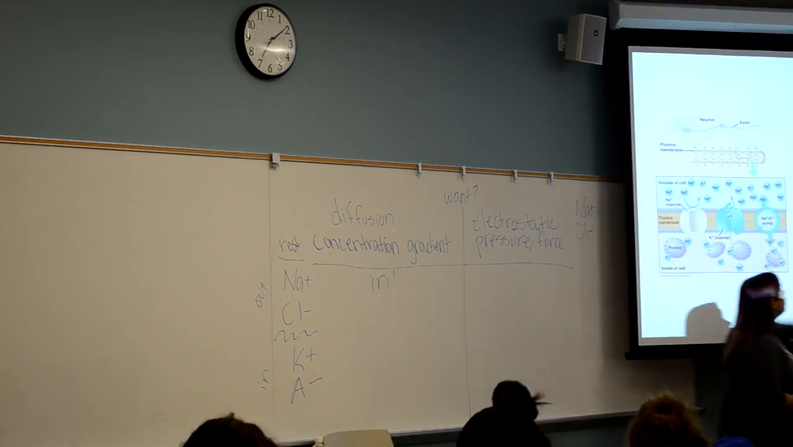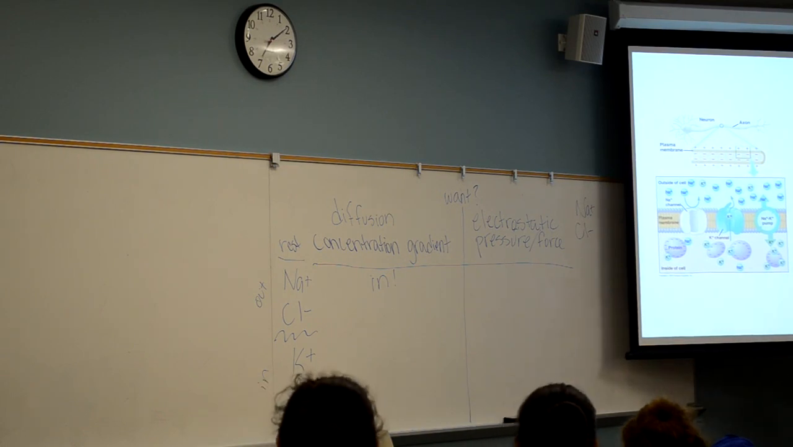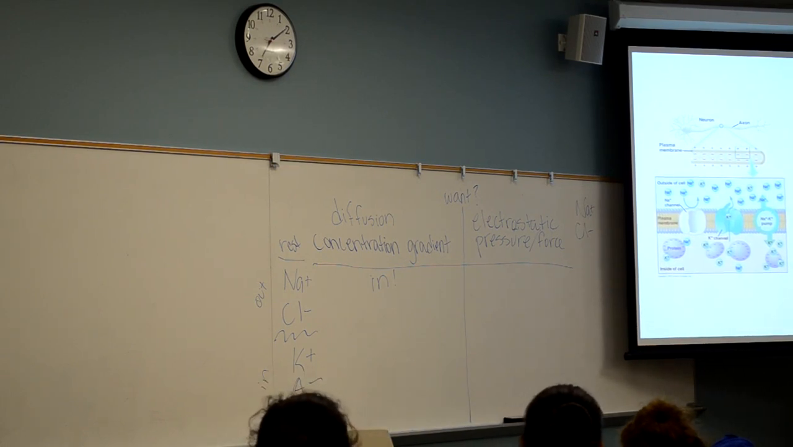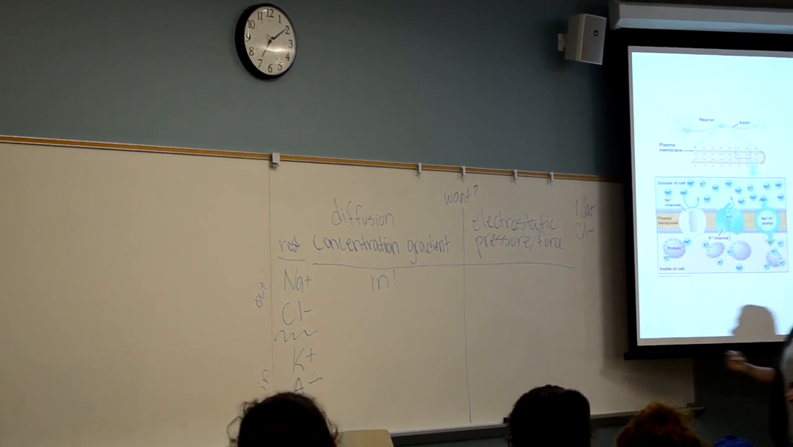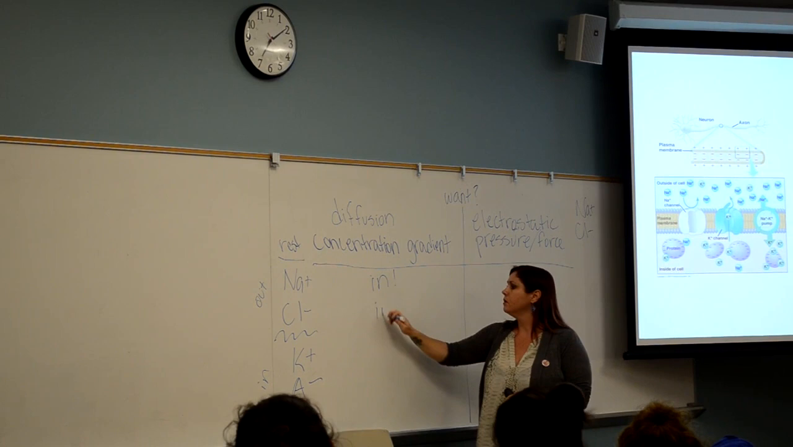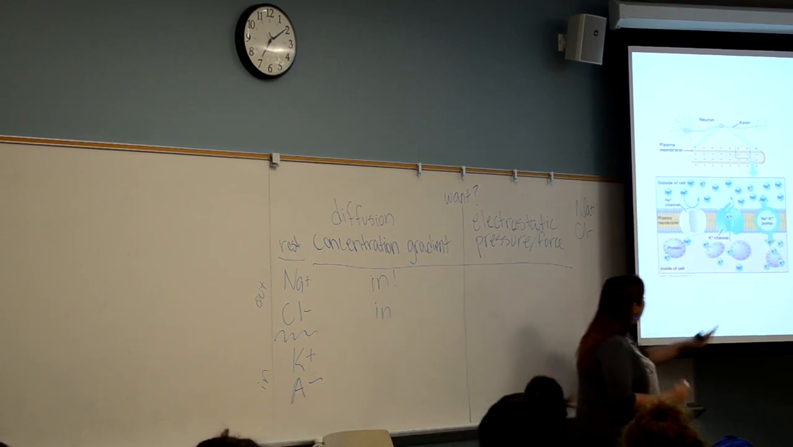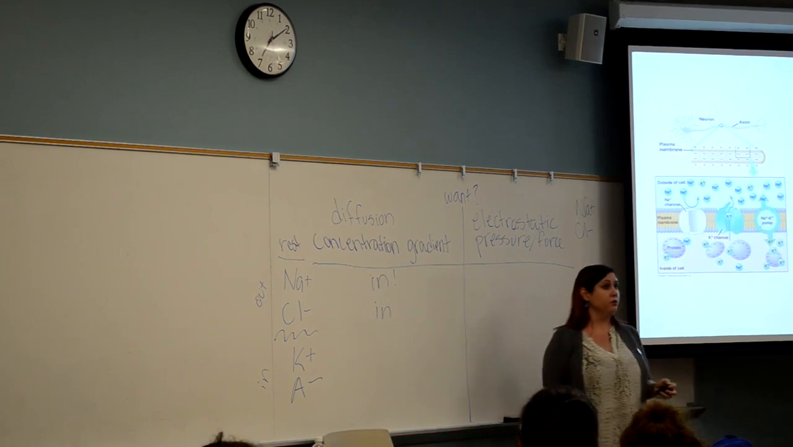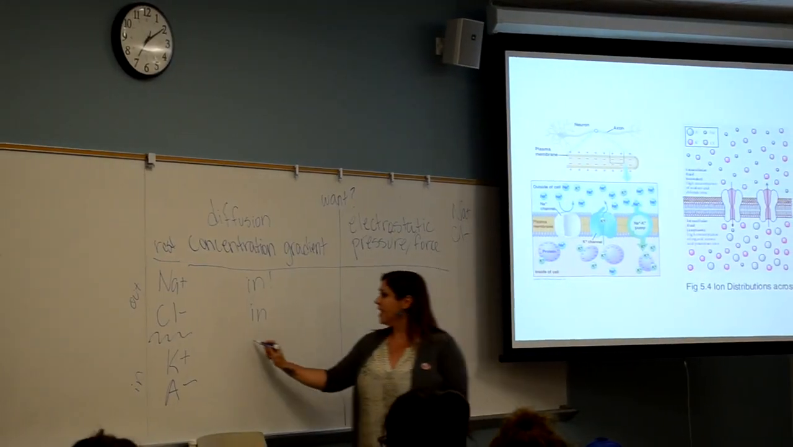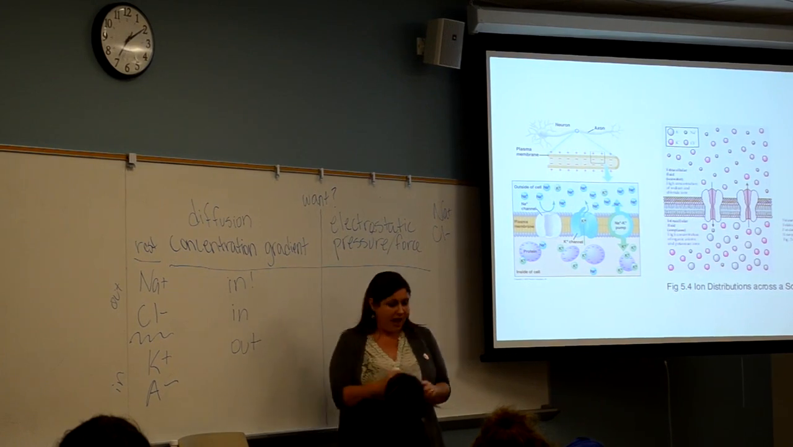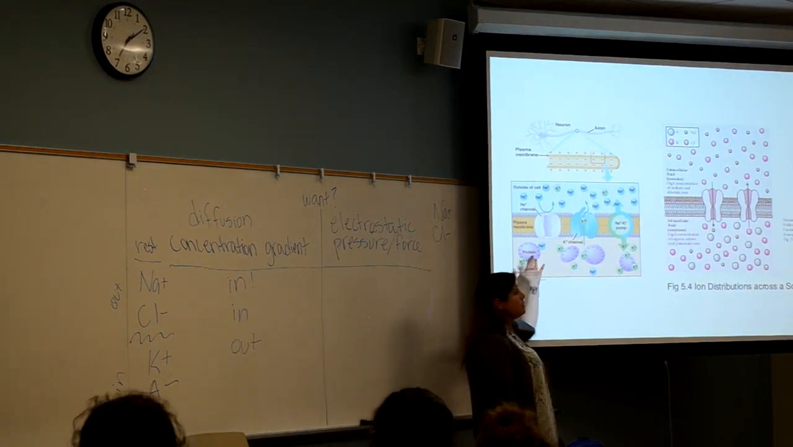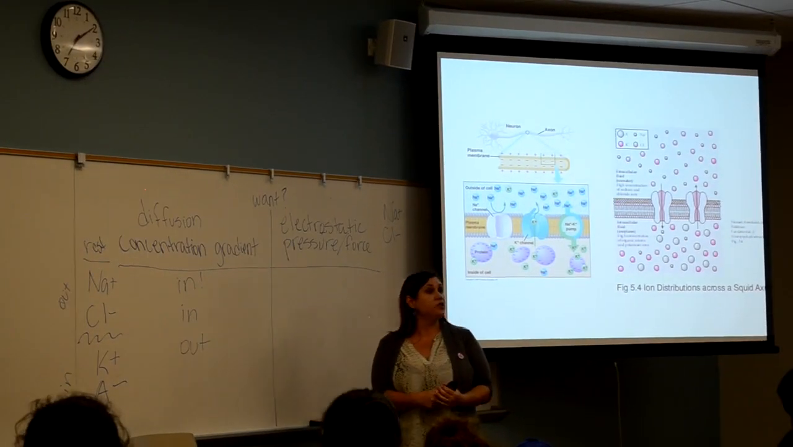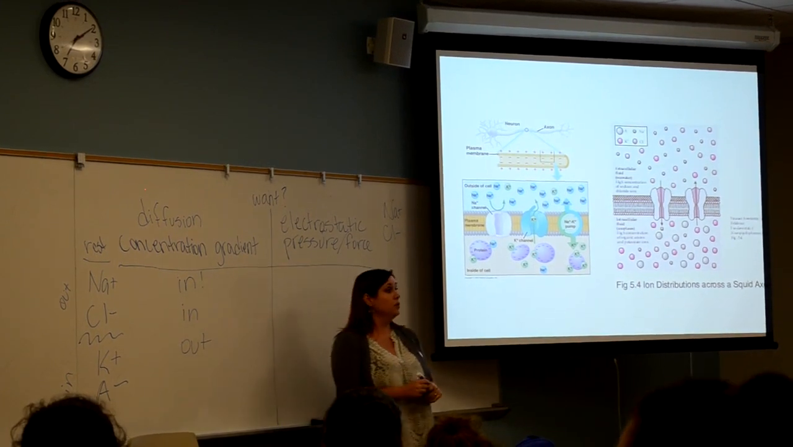There's also a lot of chloride on the outside. So according to diffusion, what should chloride do? Go in. Exactly right. There's a lot of potassium on the inside. So what does diffusion want it to do? Go out. Exactly right. And all of the big protein anion A is on the inside. So what does diffusion want it to do? Go out. Exactly right.